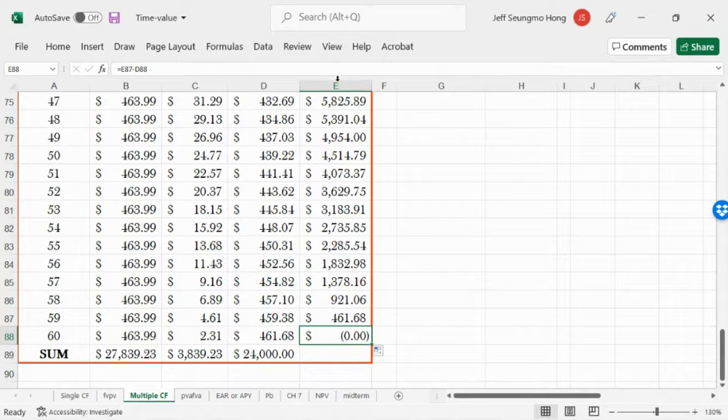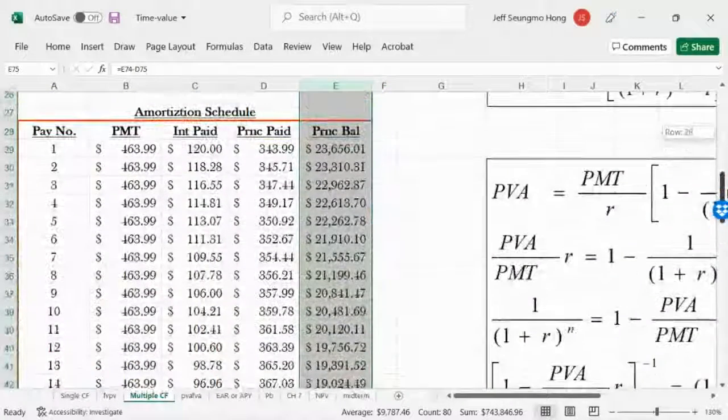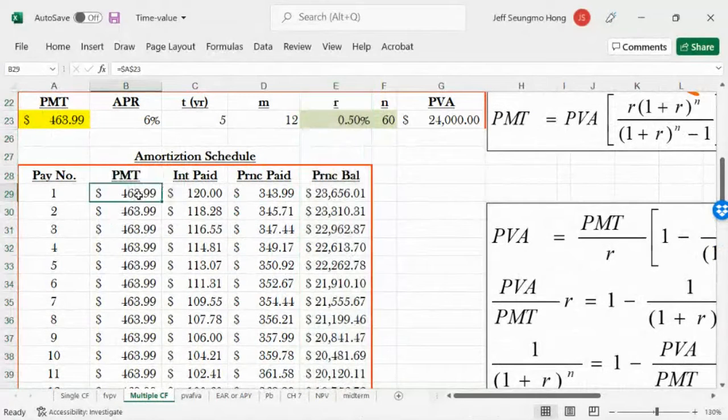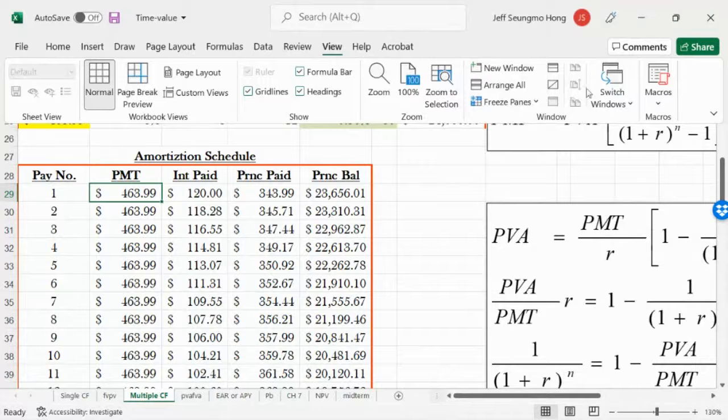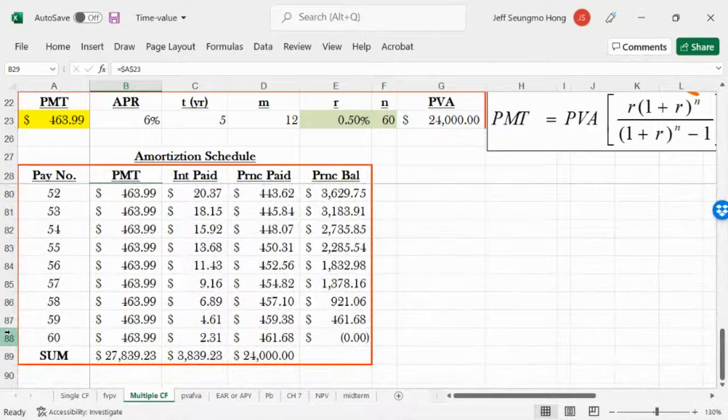Why? This column E is the column of what? Column E is the column of the principal balance. Isn't that right? So just to make it easier to see, I'm going to freeze panes here, so I will not lose the labels as I move up and down. And that's the column of the principal balance. So by the end of month 60, the principal balance must be 0 because it's paid off. If you don't see 0 there, something's wrong. You didn't do it right.